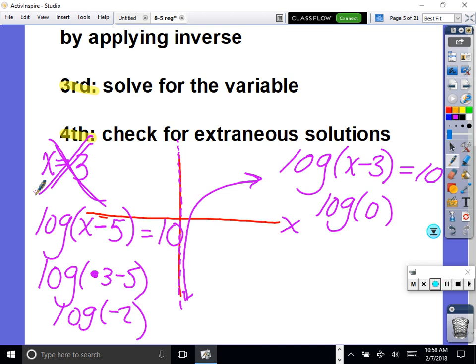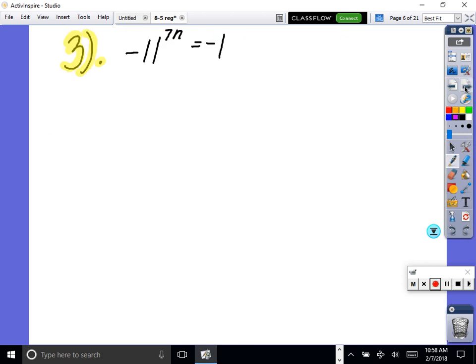So if you have a negative inside a logarithm, not good, throw it out. If you have a 0, not good. But you have to check, because sometimes it will be positive when you plug it back in. So let's say I would have had a negative, okay, let's just do some examples and you'll get the picture. Here we go, number 3.